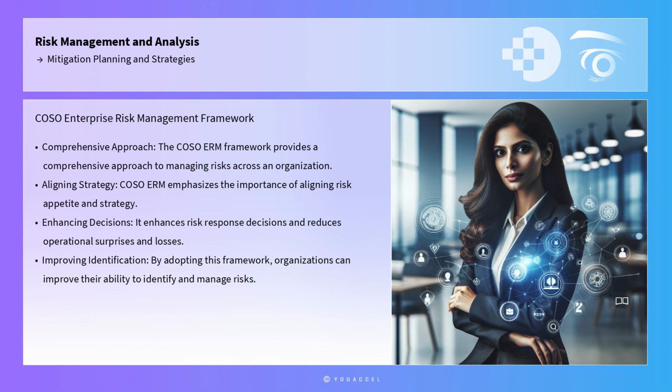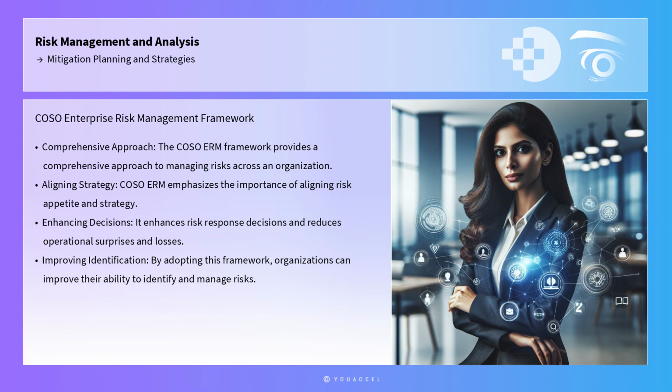Another powerful framework is the COSO Enterprise Risk Management Framework, which provides a comprehensive approach to managing risks across an organization. COSO emphasizes the importance of aligning risk appetite and strategy, enhancing risk response decisions, and reducing operational surprises and losses. By adopting this framework, organizations can improve their ability to identify and manage risks, ultimately enhancing their overall performance and resilience.